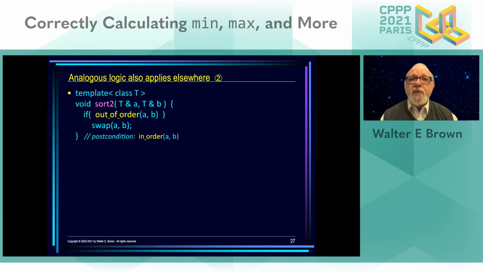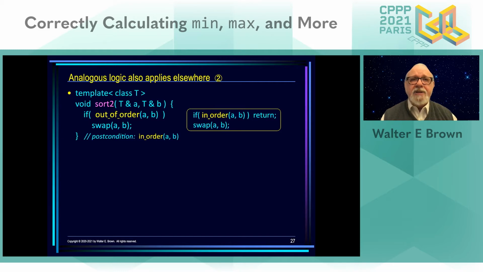For those of you who would prefer to use the in order predicate, the body might look like this. If A and B are in order, we can do an early return because there's no work to be done. Otherwise, we swap A and B, and we still establish the post condition.